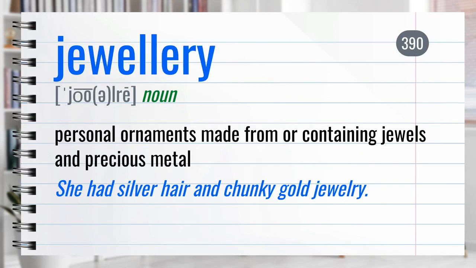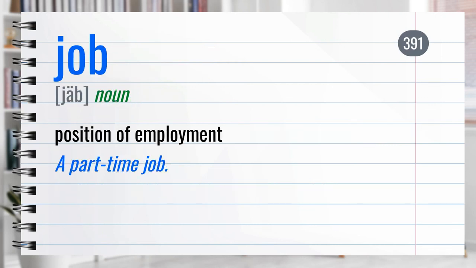Jewelry. Jewelry means personal ornaments made from or containing jewels and precious metal. For example, she had silver hair and chunky gold jewelry. Job. Job means position of employment. For example, a part-time job.